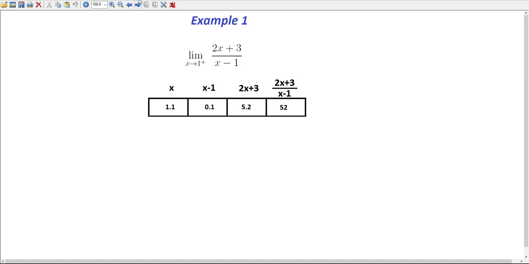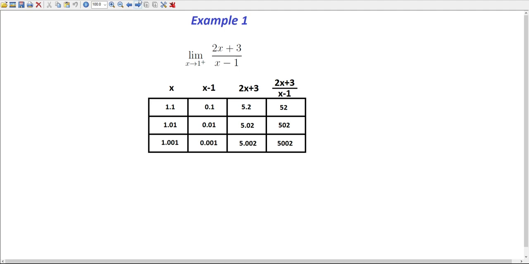means. So when x is 1.1, x minus 1, the denominator, is 0.1, the numerator is 5.2, and the ratio is 52. As we let x get closer to 1, x equals 1.01, x minus 1 is 0.01, the numerator is 5.02, and the ratio is 502. Again, letting x get closer, x is 1.001, which means the denominator is now 0.001. The numerator is 5.002, and the ratio is now larger than 5,000.